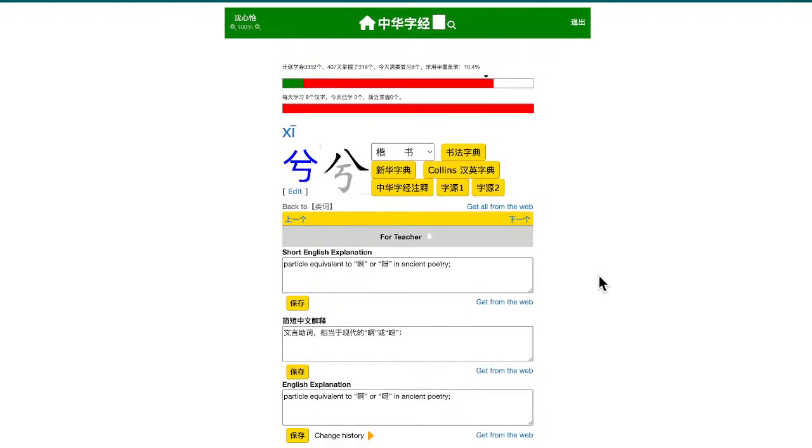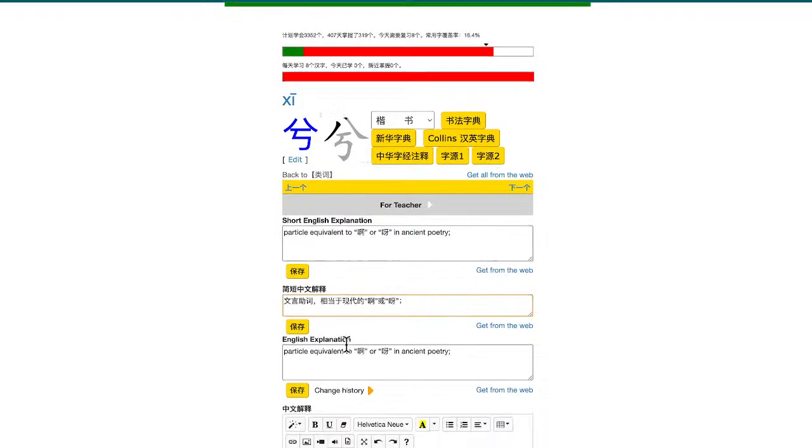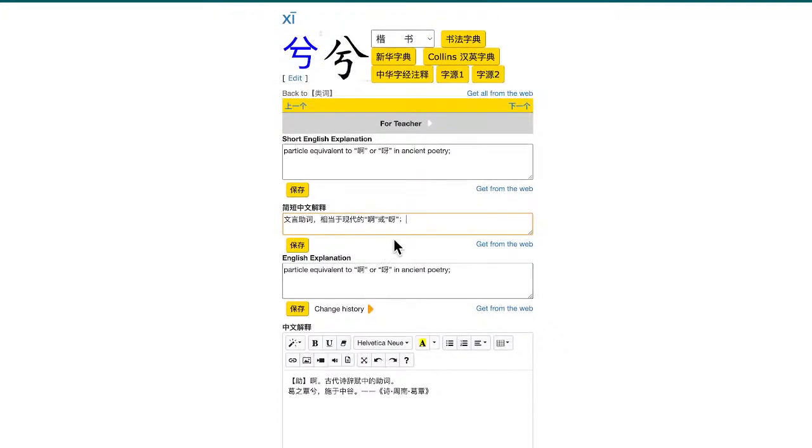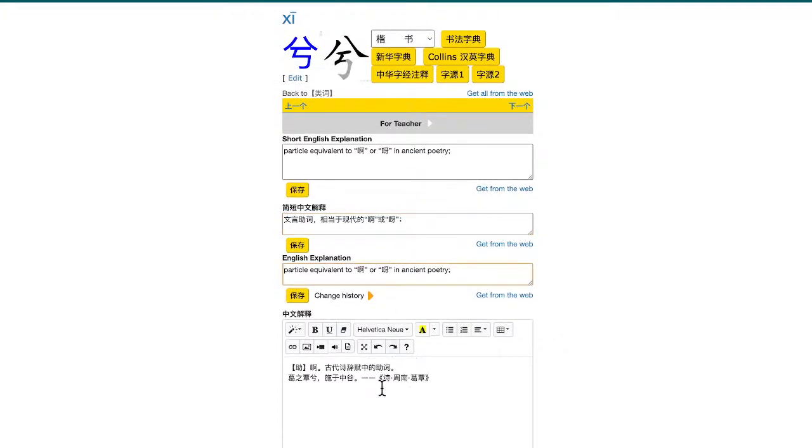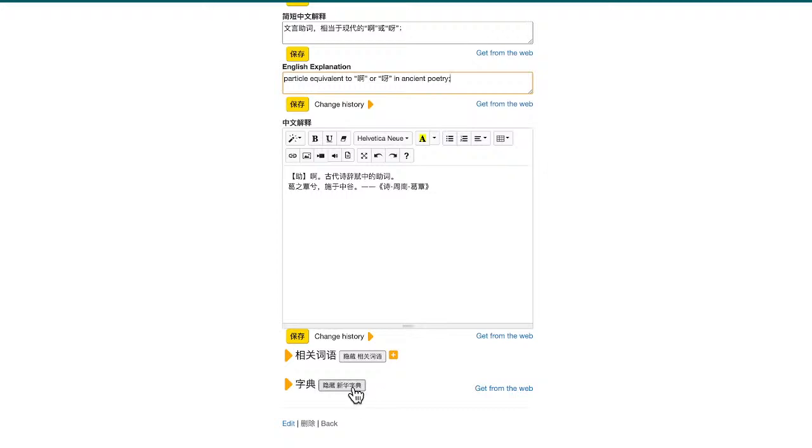Next one, 兮. Now 兮 is a particle equivalent to "ya" in ancient poetry or classical Chinese. It's equivalent to "ah" or "ya" in modern Chinese. You only see this character in classical Chinese, like 归去来兮, 福兮祸所伏，祸兮福所倚.